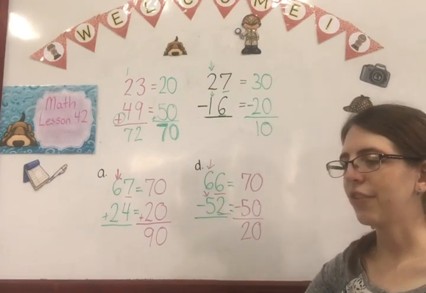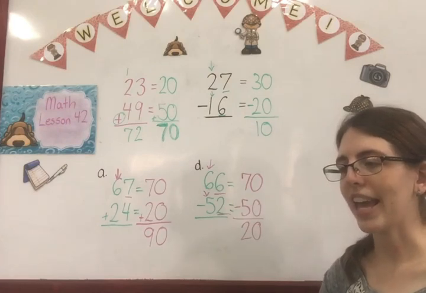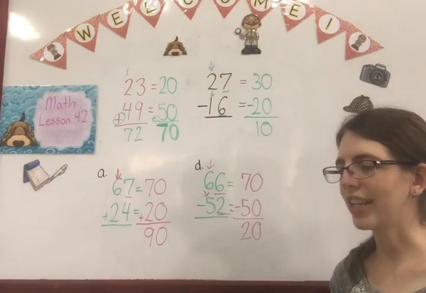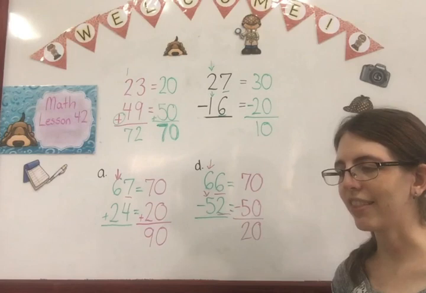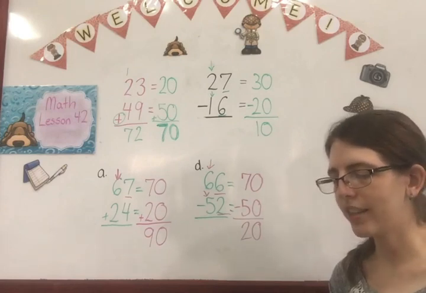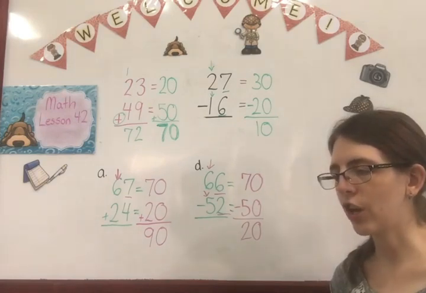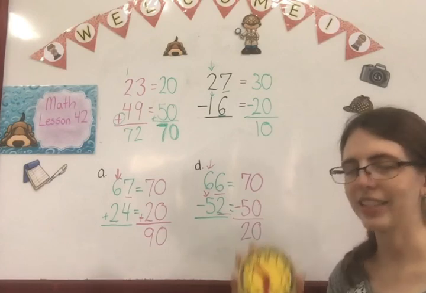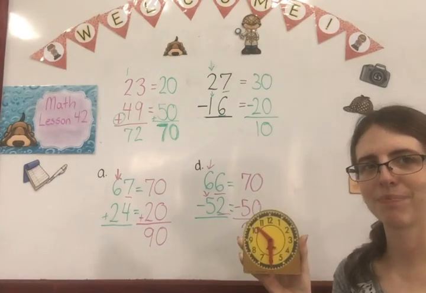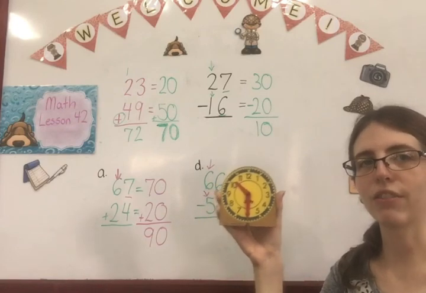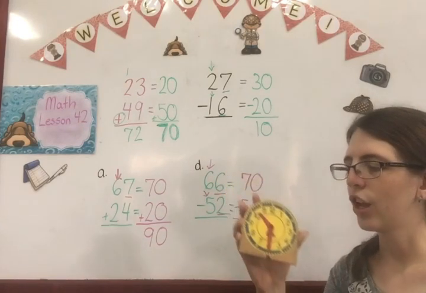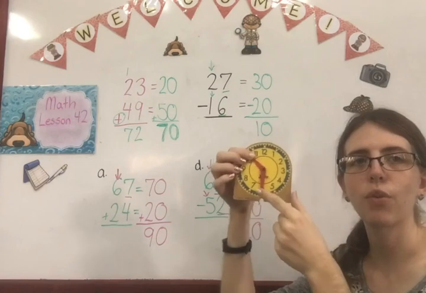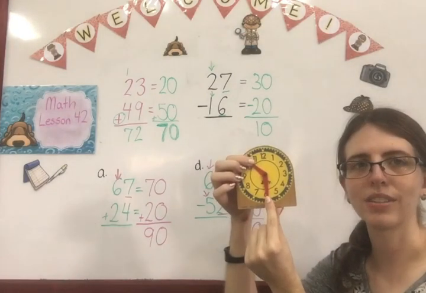It says, if church starts at 10:30 a.m. and it takes the Andersons 45 minutes to get there, when must they leave for church in order to be on time? So church is at 10:30. They are going to be traveling for 45 minutes. So we need to count 45 minutes backwards.